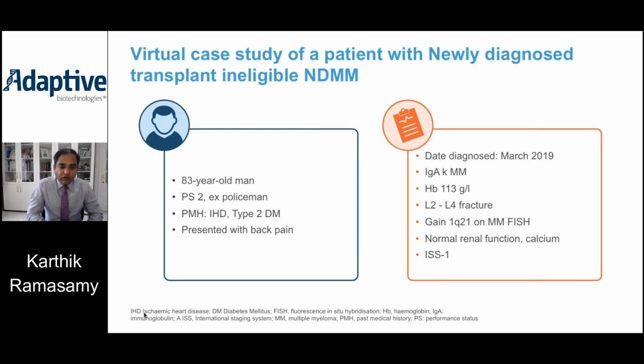So, an 83-year-old man with a performance status of 2, who's an ex-policeman with a history of ischemic heart disease and type 2 diabetes mellitus, presents with back pain. This was close to about a year ago in March 2019. It was an IgA kappa myeloma with a hemoglobin of 113, L2 to L4 fracture, gain of 1q21, which is seen in 40% of myeloma patients, normal renal function and calcium, and ISS stage 1.